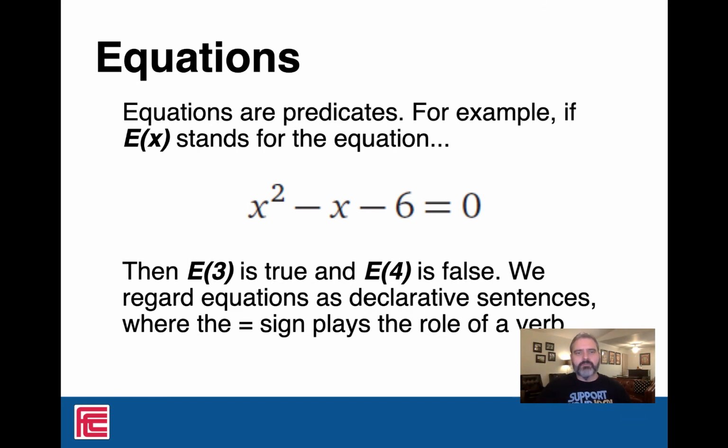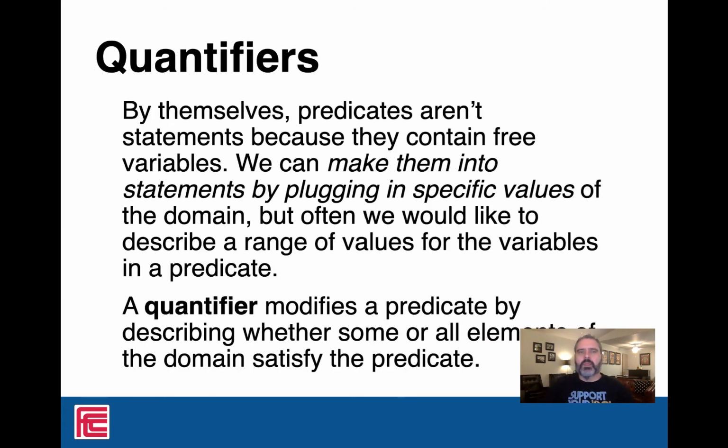All right, sweet. So then we can say E of 3 is true, right? 3 squared minus 3 minus 6 does equal 0. But E of 4 is false, right? Because it just doesn't equal 0. In this case, the equal sign is actually playing the role of a verb. It is making the statement that I'm declaring that these two sides are equal. Whether or not they are depends on the value used for x.